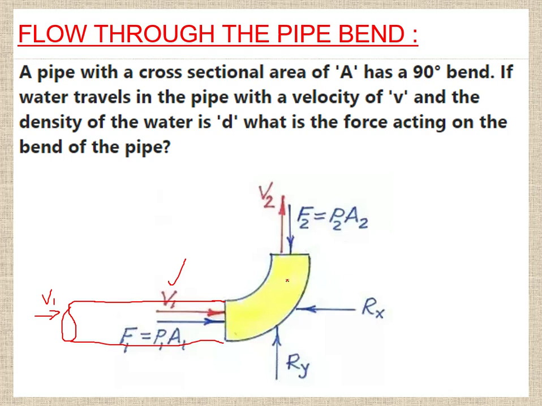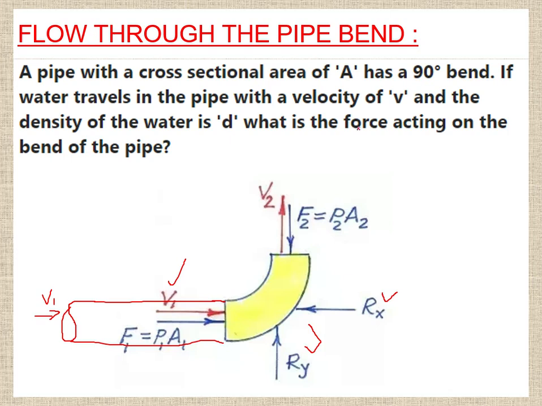And the pressure force becomes p2a2, which is equal to f2. Okay, and for the force exerted by the fluid on the elbow, to hold it we need an anchoring force. So we need an anchoring force that is basically Rx and Ry. So how strong does this anchor or support need to be to hold this elbow?